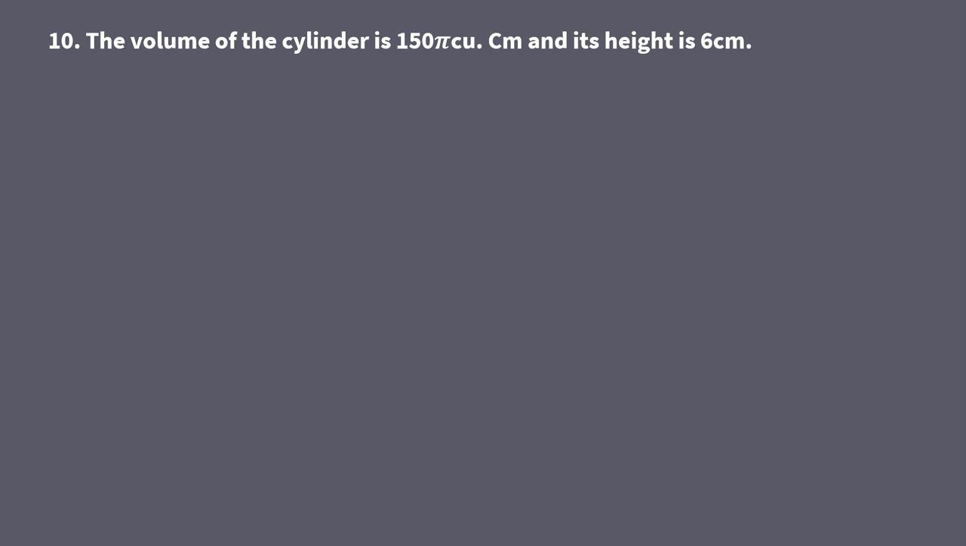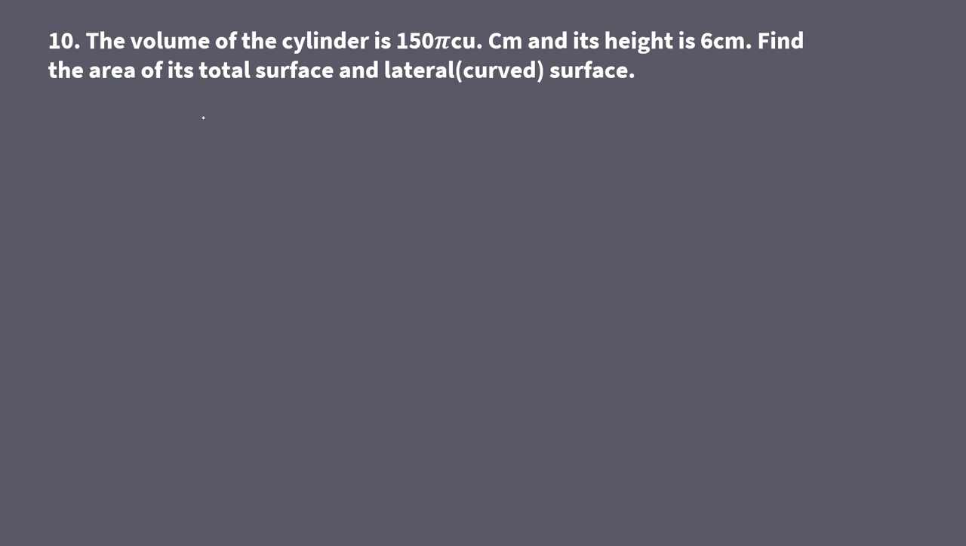Now our next question number 10. The volume of the cylinder is 150 pi cubic centimeter and its height is 6 centimeter. Find the area of its total surface and lateral or curved surface. So here it is given that beta volume is 150 pi cubic centimeter and height is 6 centimeter. We have to find the radius. We know that volume is pi r square h. So it is given that pi r square h is equal to 150 pi.